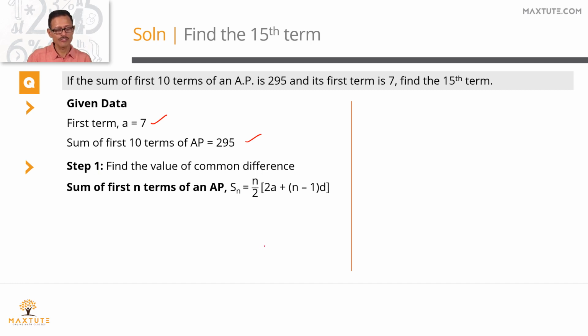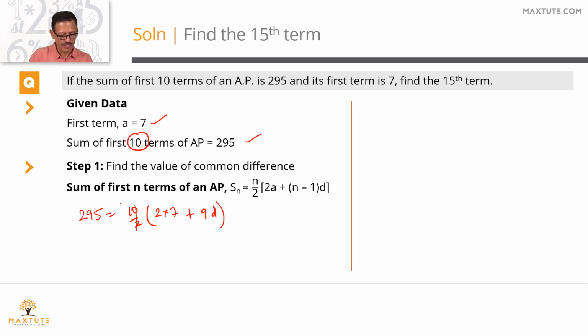The first step, we're going to find out the common difference, right? So we take Sn, which is equal to 295. n is equal to 10 because it is the sum of the first 10 terms. 10 by 2 into 2a, which is 2 times 7, plus n minus 1, which is 10 minus 1, I'll write it as 9, times common difference. So we have one equation, one variable. We solve the equation, get the value for d.